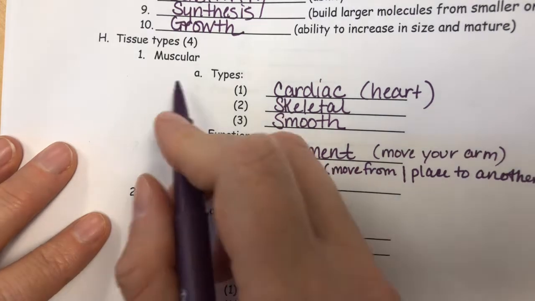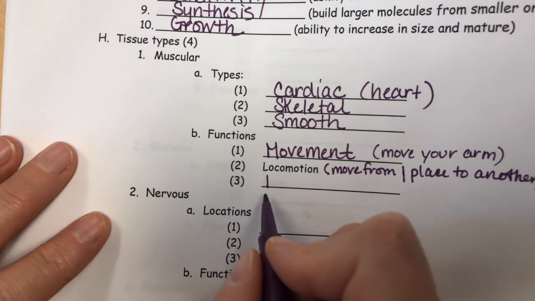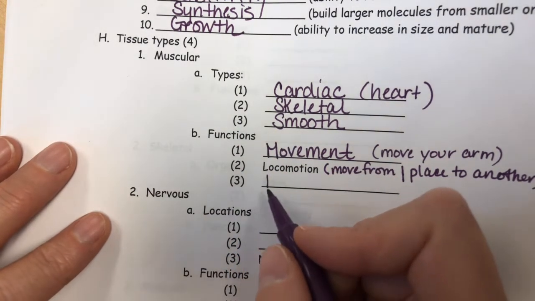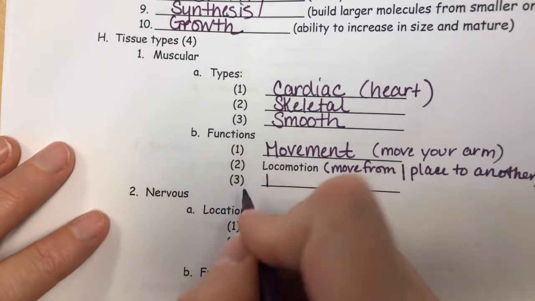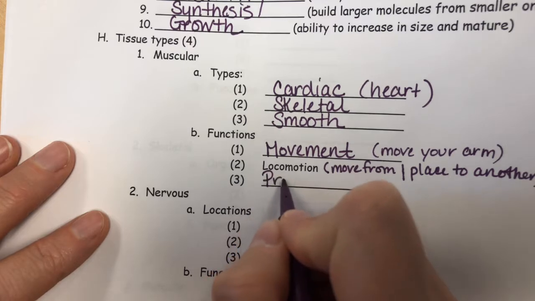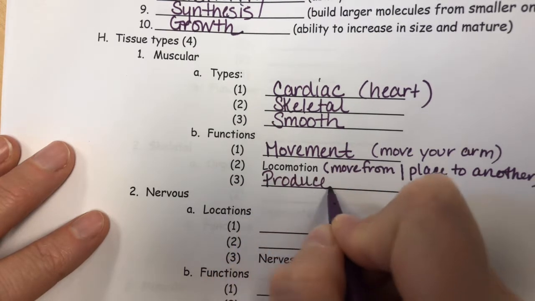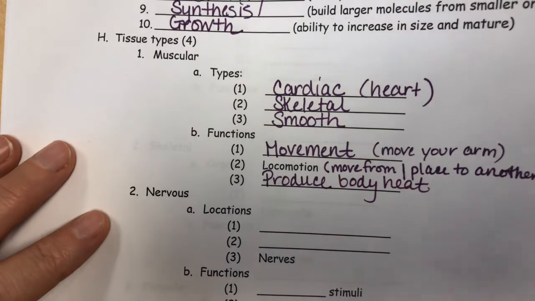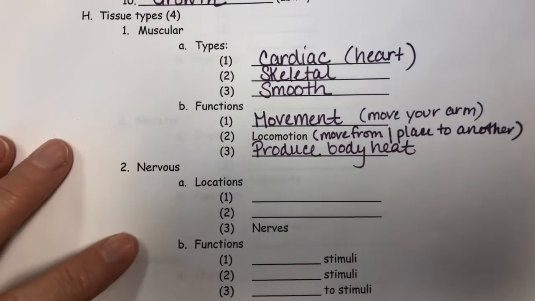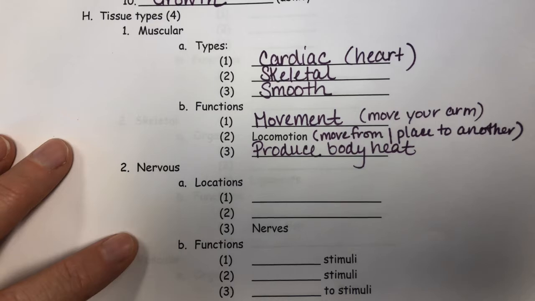And then another function of your muscles that you may not think about, but think about when you get cold. What do your muscles do? You shiver. All right, so another function is to produce body heat. Okay, so that's your muscle tissue.